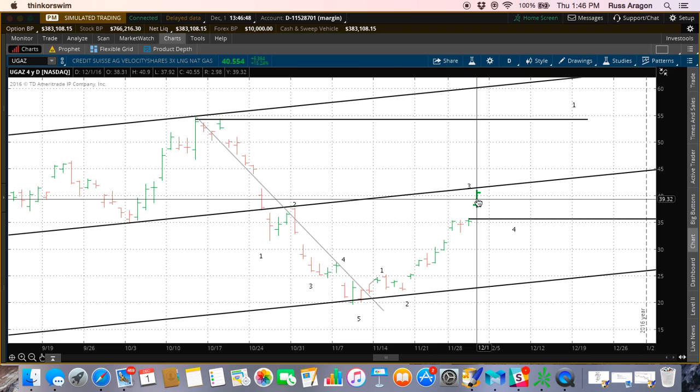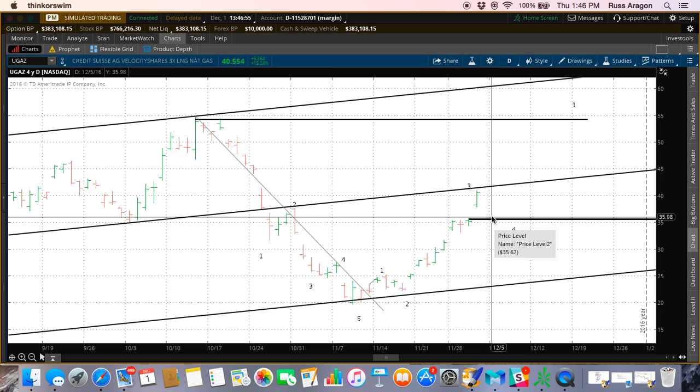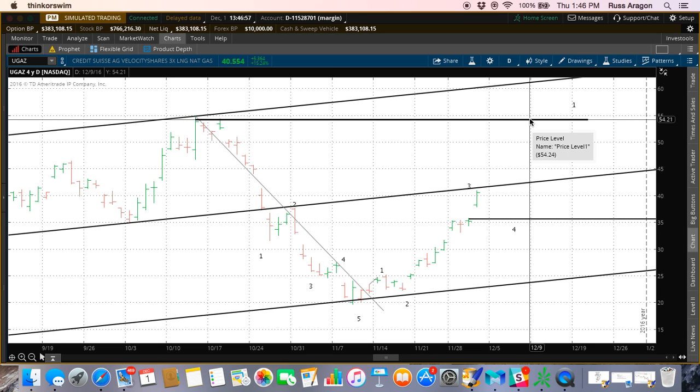So you've already almost doubled your money. Now we're going to pull back to 4. We got to pull back in here to 4. Then we're probably going to take off and go to 54. So if you'd have bought at 22 and change, you go to 54 and change, you're making what? 200%? Not a bad move.